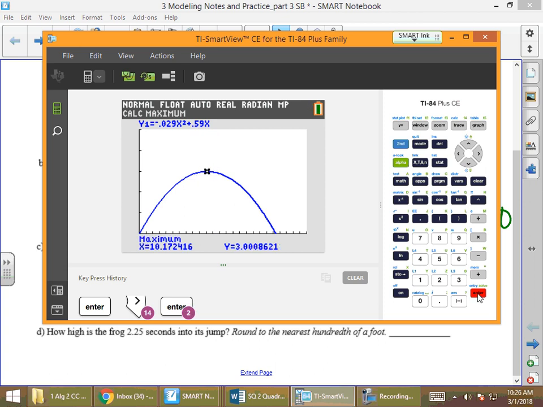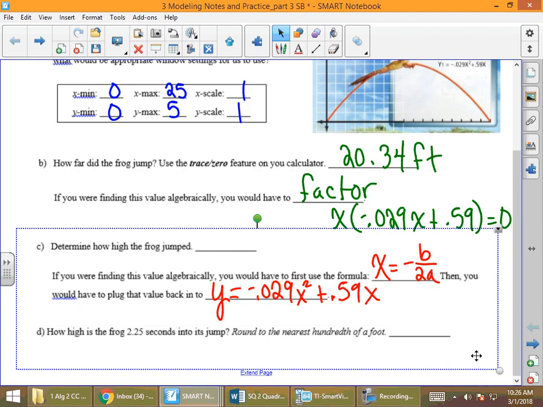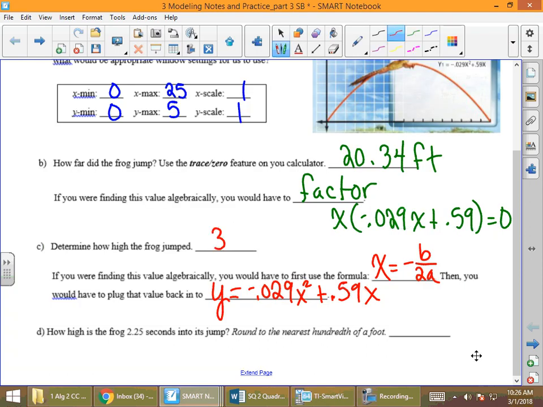And what we see here, what the question's asking again, is how high the frog jumped. Which one of those two numbers is how high the frog jumped? It's going to be the y. It's going to be 3 feet that the frog jumped.